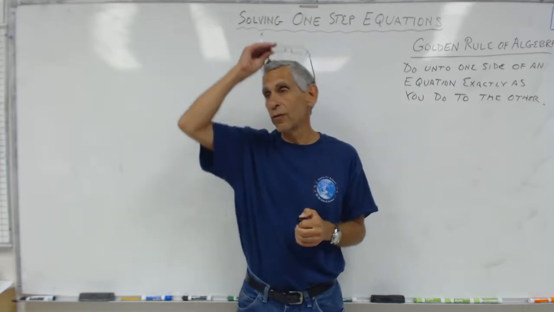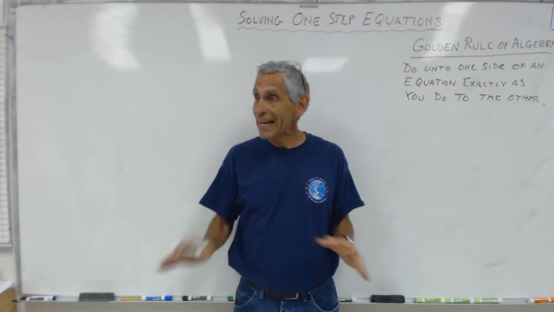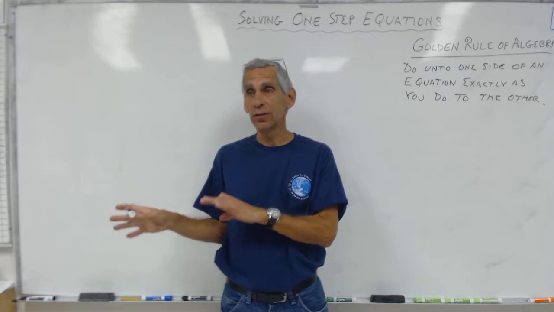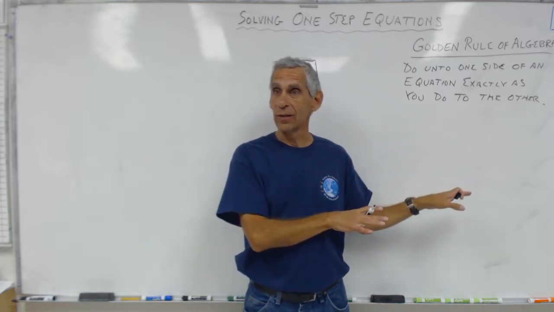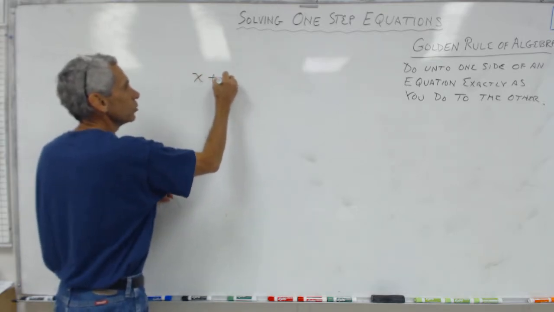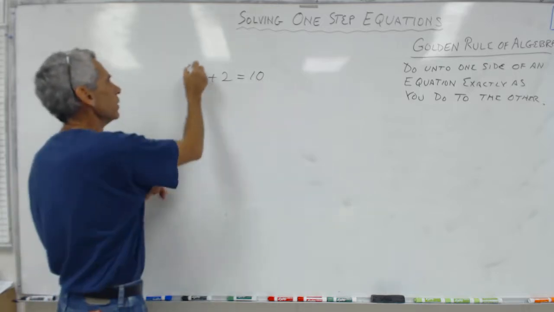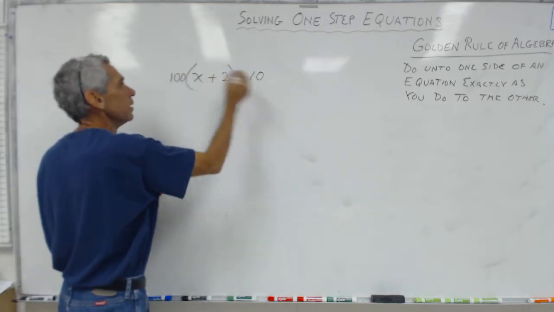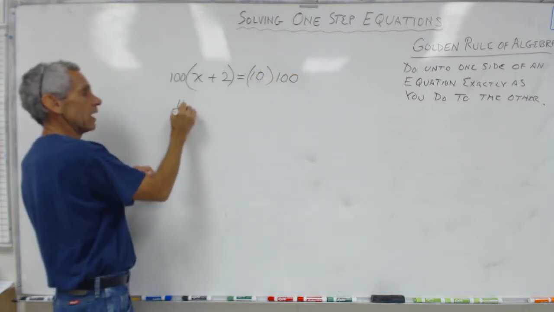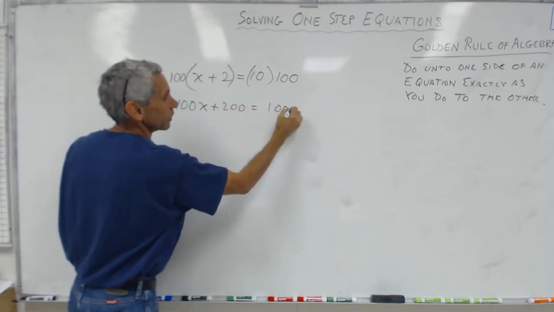I've actually seen it worded a different way, which I kind of like as well. And it says, you can do anything you want to one side of an equation. Anything. As long as you're fair and you do the exact same thing to the other side. Right? I can have an equation. I can say x plus 2 equals 10. And I can say, oh, I want to multiply it times 100. I'm going to multiply this times 100, but I have to multiply this side times 100 too. Right? And then suddenly now I've got 100x plus 200 is equal to 1,000.